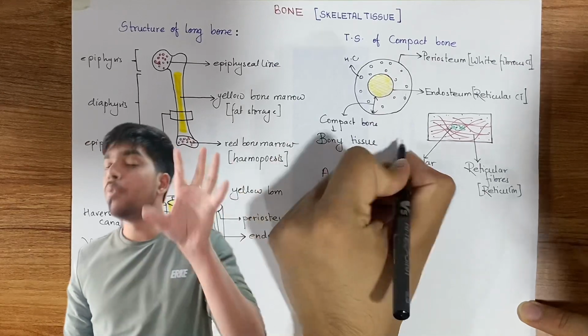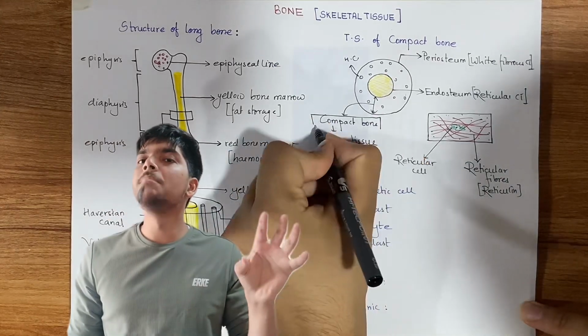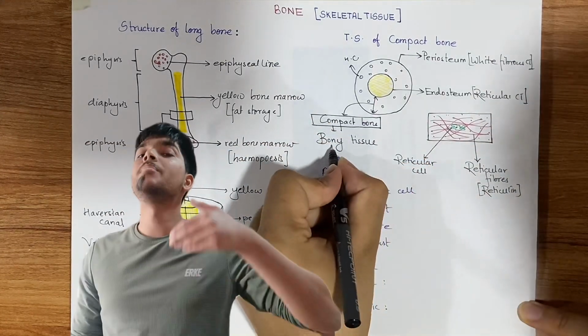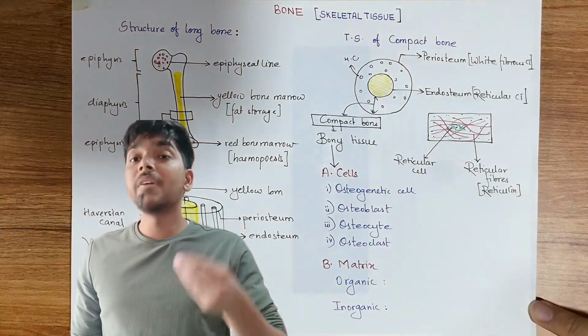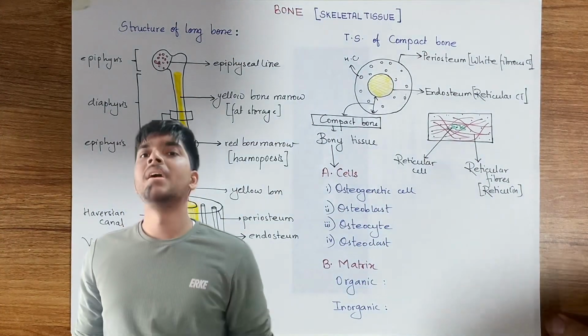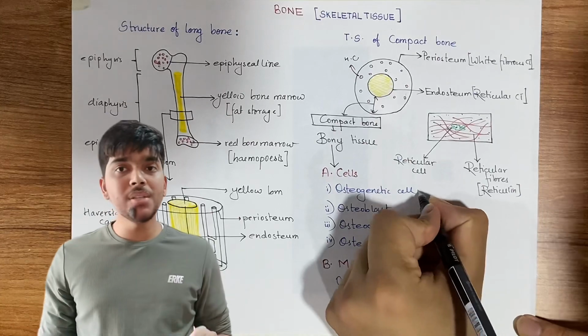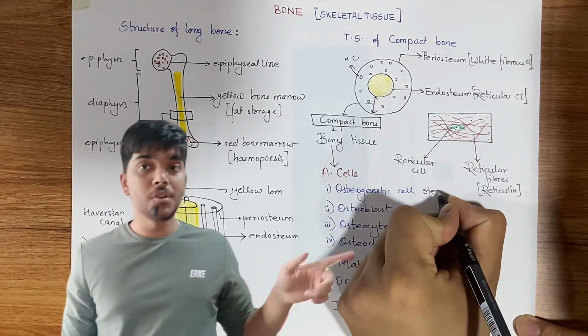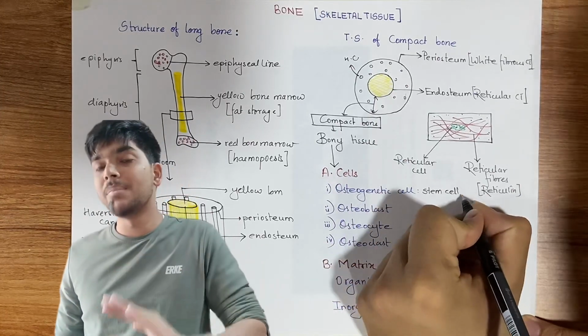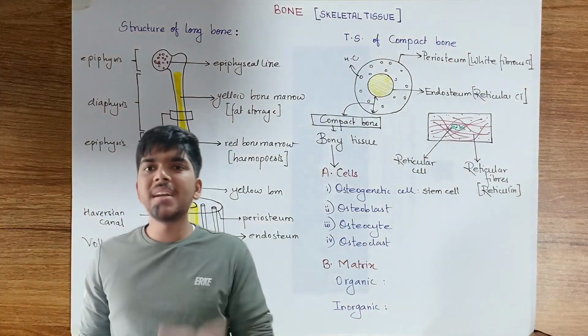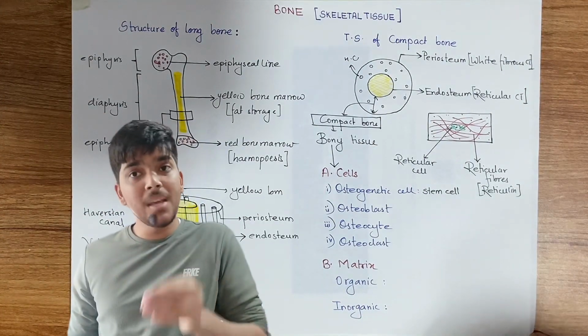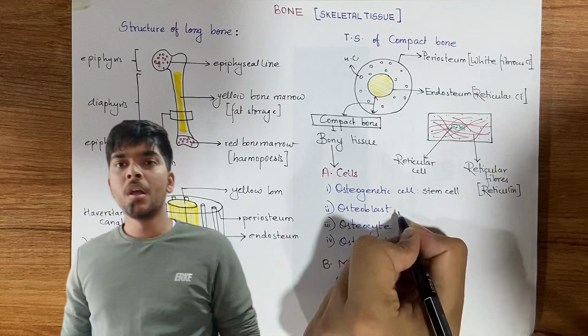Compact bone is a type of bony tissue. This compact bone contains cells, and these cells are present on a matrix. What are the different kinds of cells present in compact bone? They are, number one, osteogenetic cells. Osteo refers to bone, genetic means genesis, means formation. So osteogenetic cells are the stem cells that give rise to osteoblast.